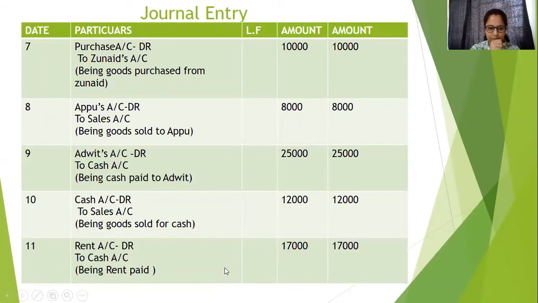Again, rent account debit to cash account. Here also we see there is decrease in cash, or cash is credited, asset is decreasing, so credited. Why it is credited? Because we are paying rent. Since we are paying rent, we will write in the credit side of the cash account by rent account.